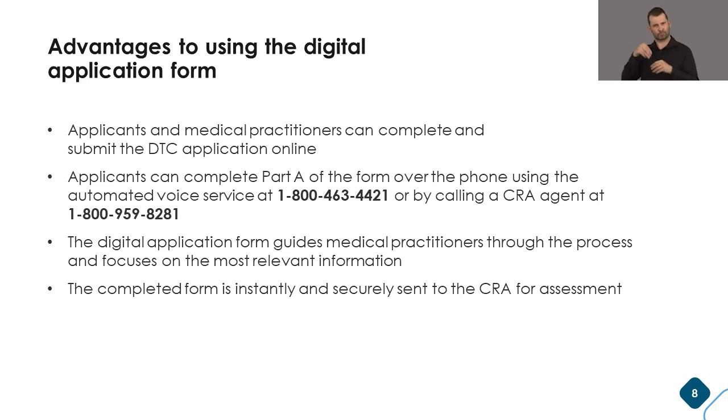The CRA provides support throughout the application process. If you need assistance, you can contact the CRA by phone at 1-800-959-8281. Contact center agents can guide you through the application process, identify which medical practitioners can certify the form, and provide guidance on claiming the credit.